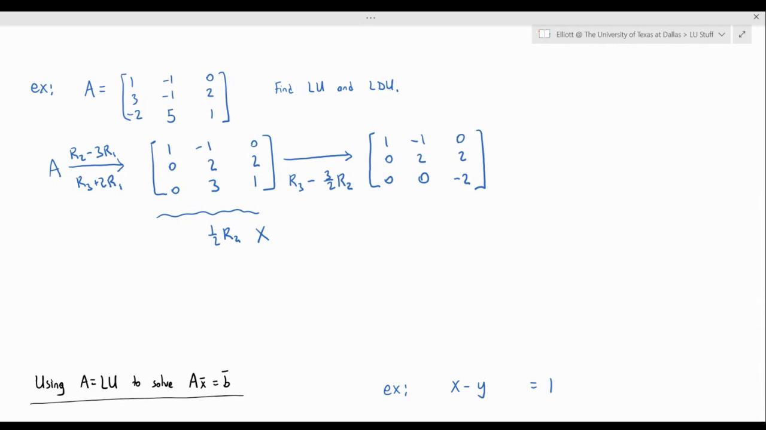So for LU factorization, you have to do it in this very specific way where you use whatever pivot you end up with, and you just do elimination operations. So no multiplying a row by a number or swapping rows for LU, okay?